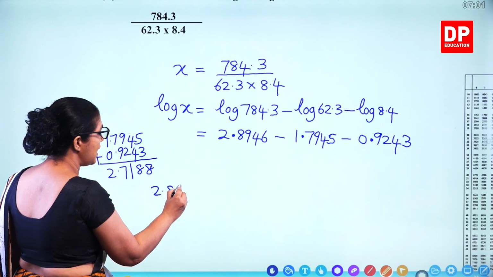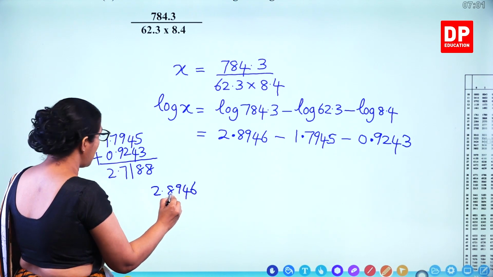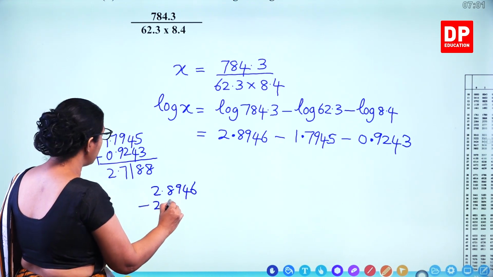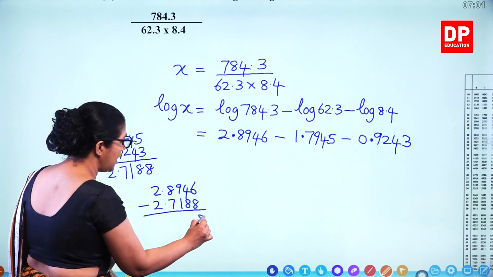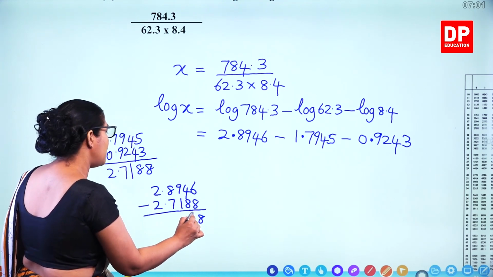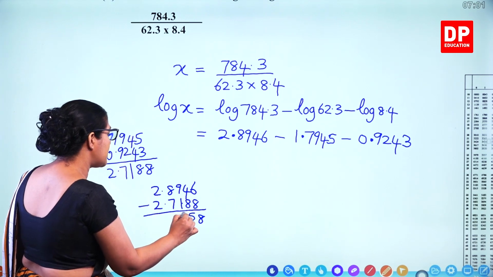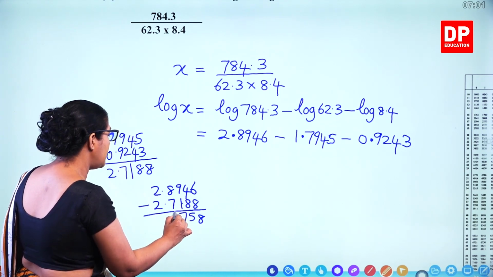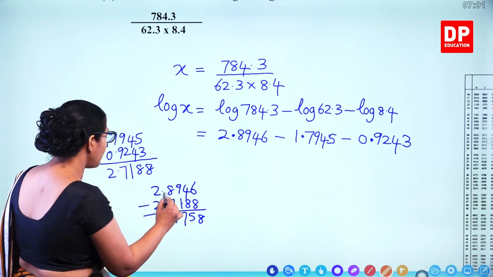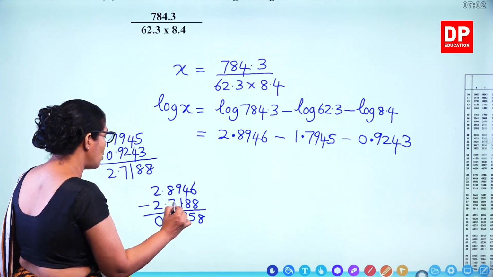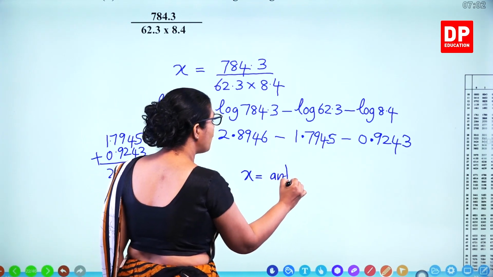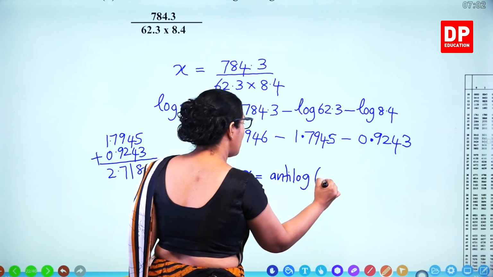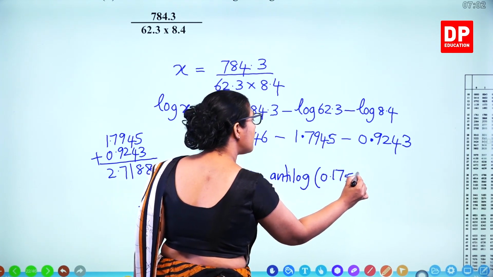So 2.8946 minus 2.7188. Subtract 8 and 5, 7, and here what's the value? 1. And 2 minus 2, 0. So we have to find the anti-log value of 0.1758.